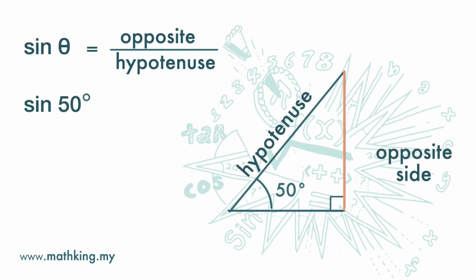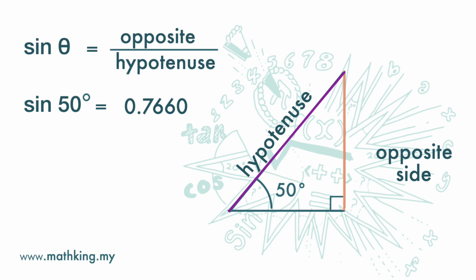How about sine 50 degrees? The opposite over the hypotenuse is always 0.7660, rounding off to 4 decimal places. And this is fixed. For all right angle triangles with 50 degrees, the opposite over the hypotenuse is always 0.7660.